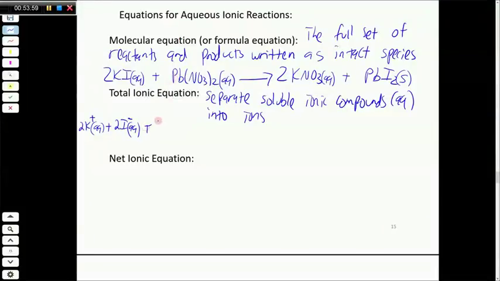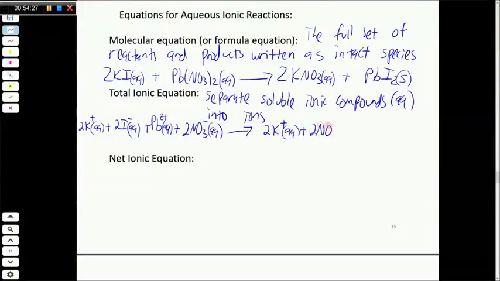This one's soluble, so we get a Pb2 plus, and then 2 NO3 minuses. So those are all of the reactants separated into ions. Reactants, as I said, are always soluble, so they will separate. And then on the product side, we form KNO3, which is still a dissolved aqueous compound, so that's going to give us 2 K pluses on the product side as well, and 2 NO3 minuses from that KNO3.